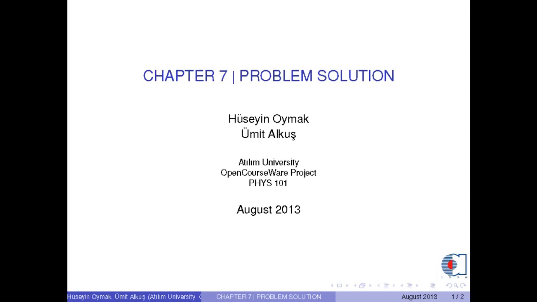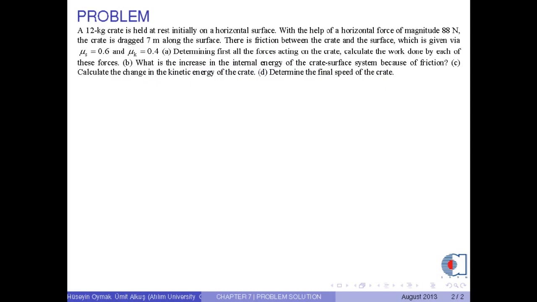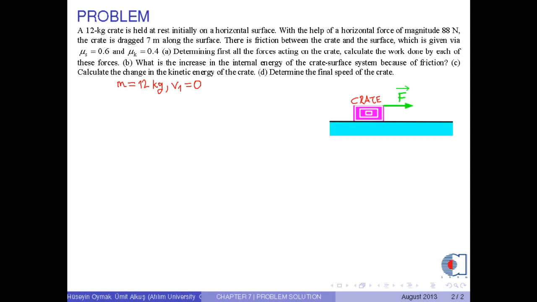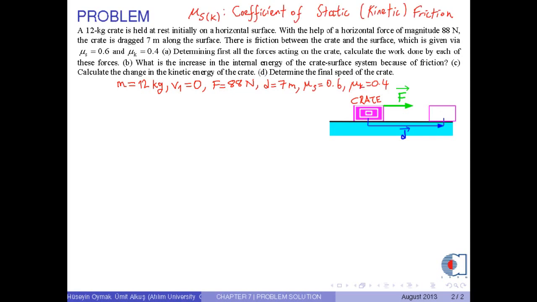In this video, we will solve one problem in Chapter 7. A 12 kg crate is held at rest initially on a horizontal surface. With the help of a horizontal force of magnitude 88 newtons, the crate is dragged 7 meters along the surface. There is friction between the crate and the surface, which is given via μs as 0.6 and μk as 0.4. Determining first all the forces acting on the crate, calculate the work done by each of these forces.